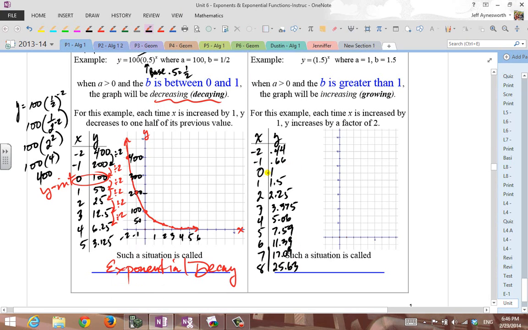So things are increasing here. As x gets bigger, y gets bigger. On the previous one, when x got bigger, the y values were decreasing by a half. That's a decay function. But for increasing or growth functions, both increase together. That's what makes them behave so differently.